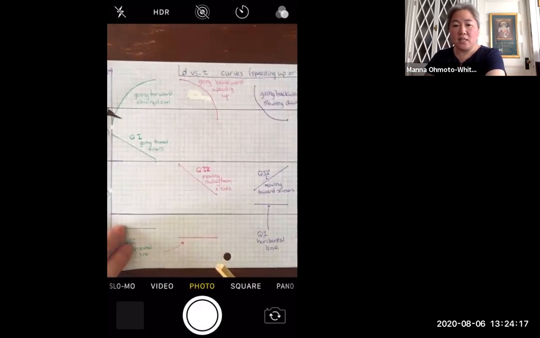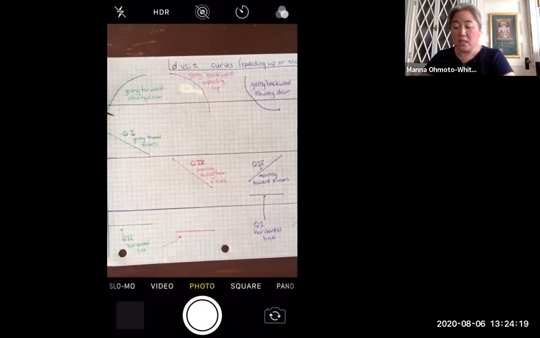So those are the ways in which a d versus t, a v versus t, and an a versus t graph will look if you are not moving at a constant speed in your direction of motion. So these are speeding up or slowing down.